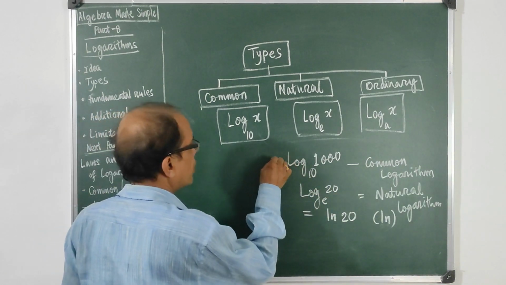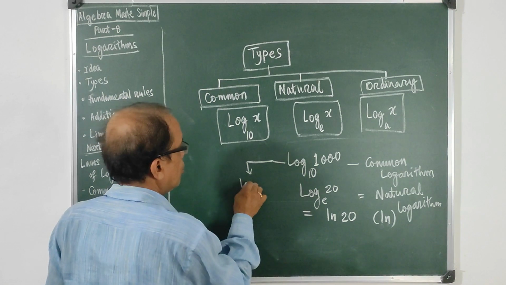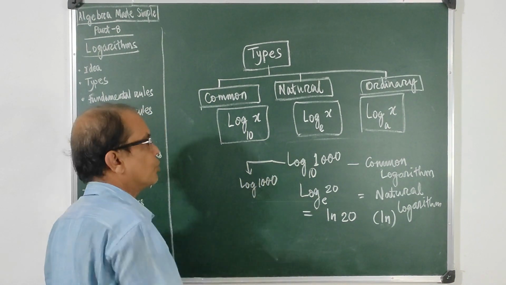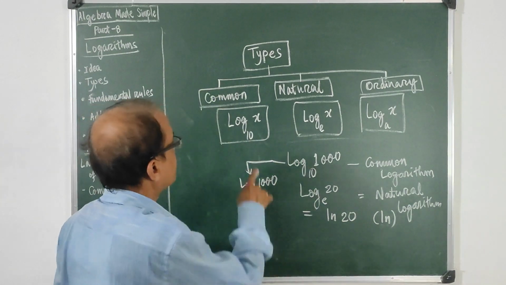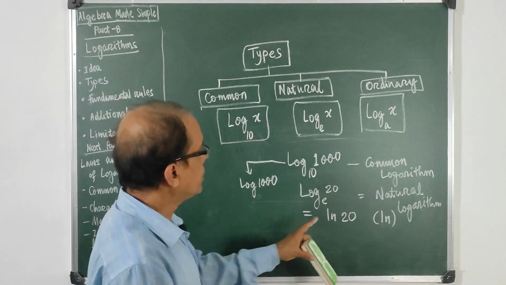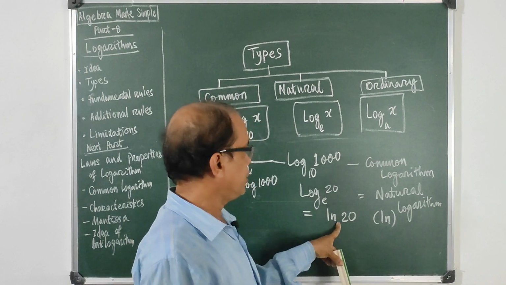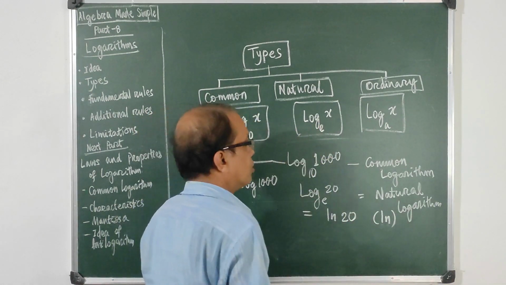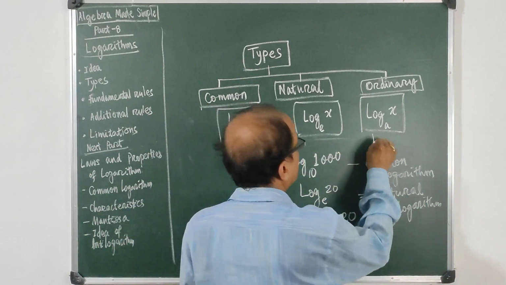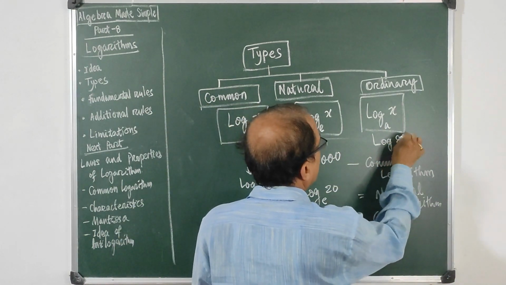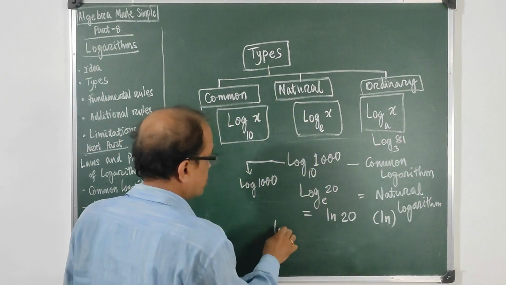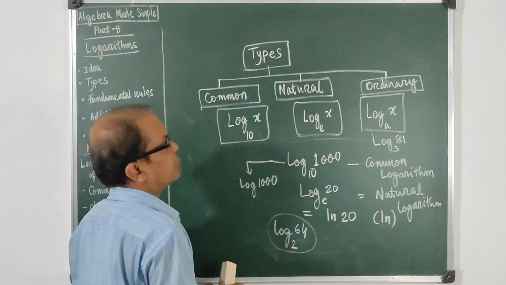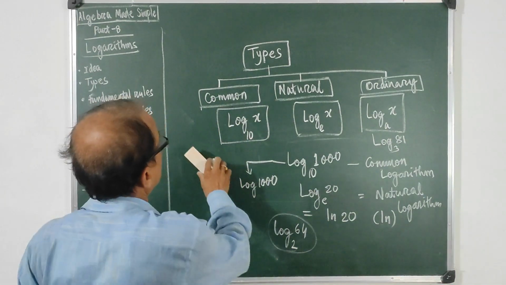And this common logarithm is also written as log 1000. When nothing is written here, you should understand that this is common logarithm and the base must be 10. When nothing is written but ln is written instead of log, then you should understand that the base is e. But in all other cases, in ordinary logarithm, you have to write log 81 to the base 3, log 64 to the base 2. All these are ordinary logarithms. Now types of logarithm is over.